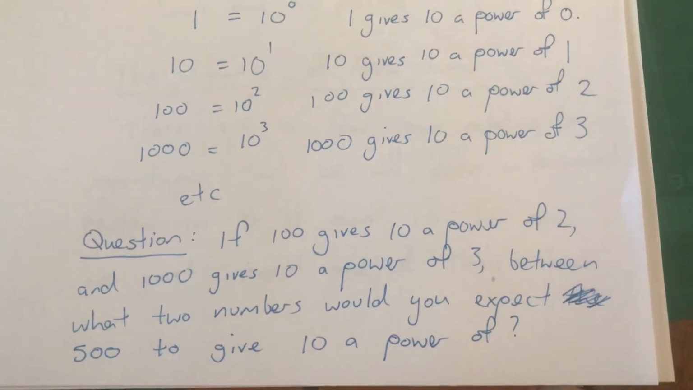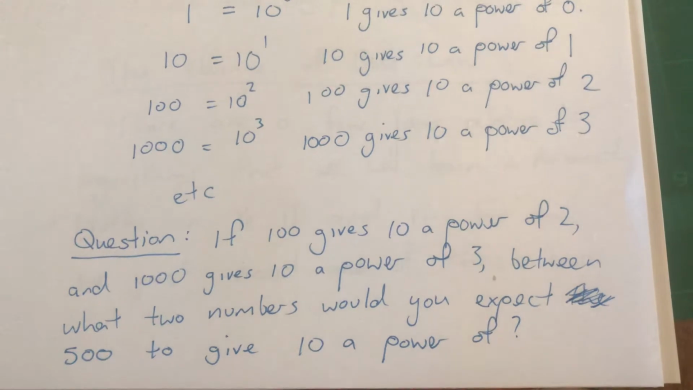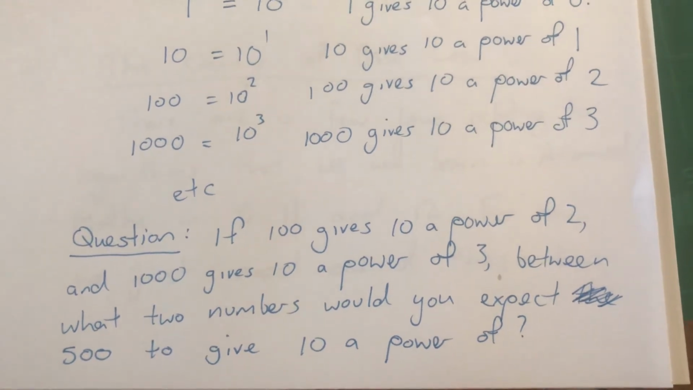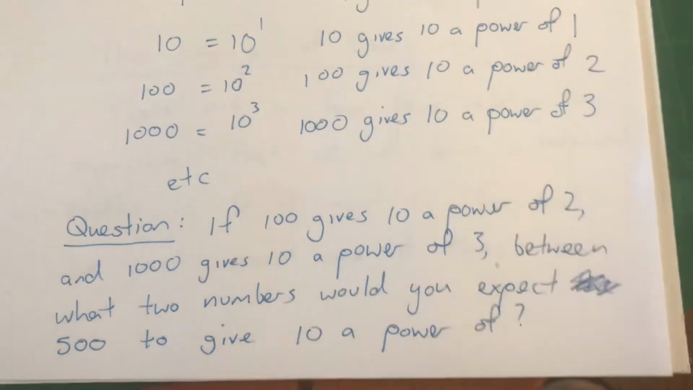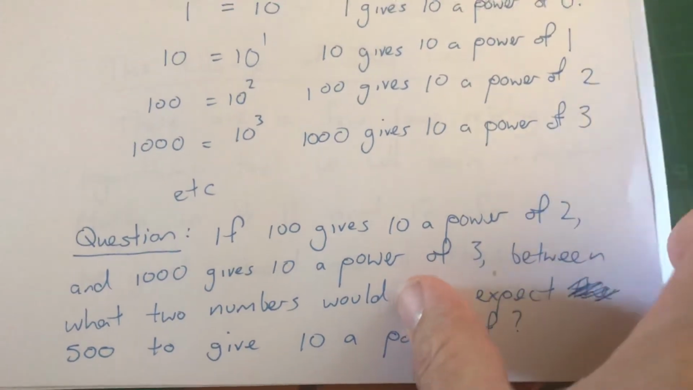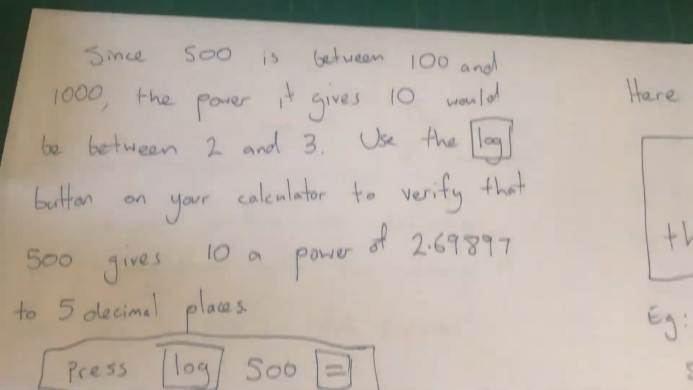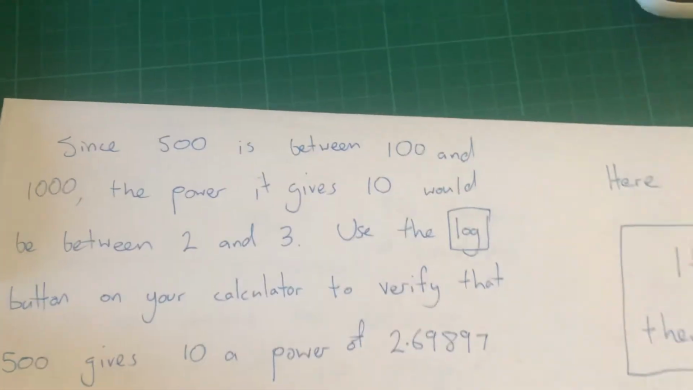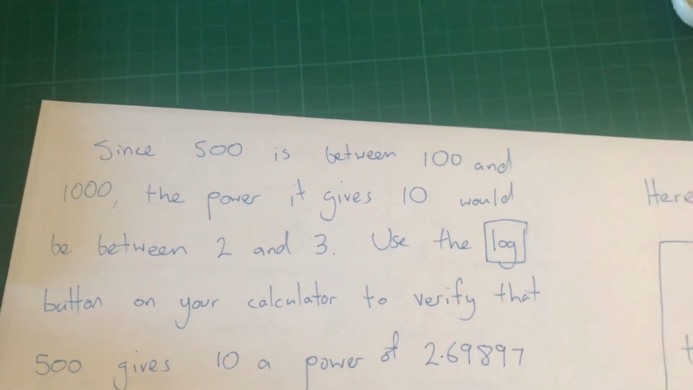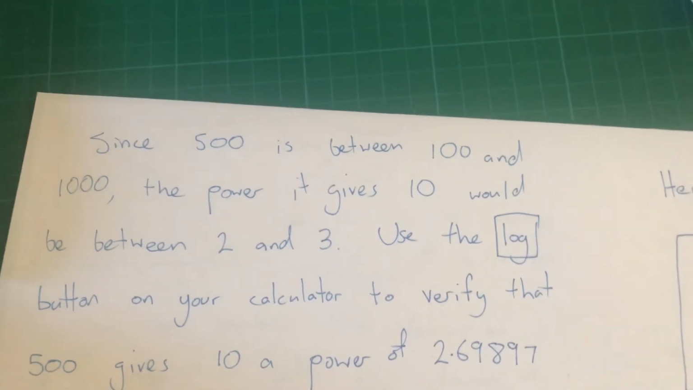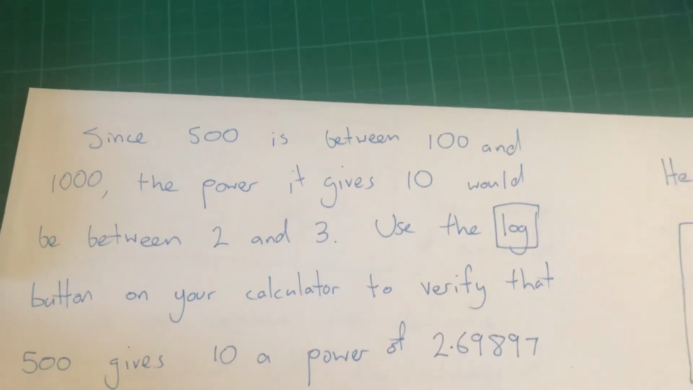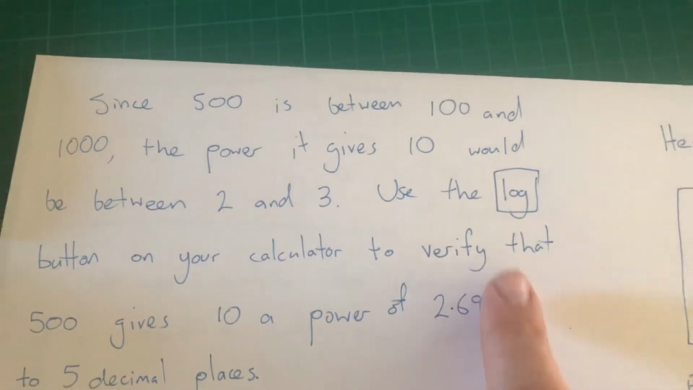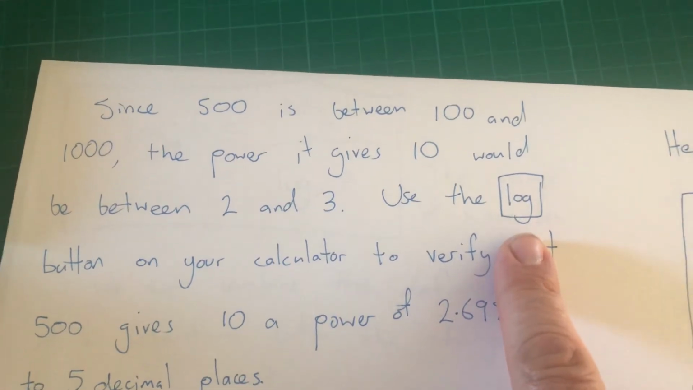So if 100 gives 10 a power of 2 and 1,000 gives 10 a power of 3, between what two numbers would you expect 500 to give 10 a power of? Well, the answer's kind of in the question right there. Since 500 is between 100 and 1,000, the power that 500 will give to 10 would be between 2 and 3. Now, we can use the log button on our calculator to verify this.